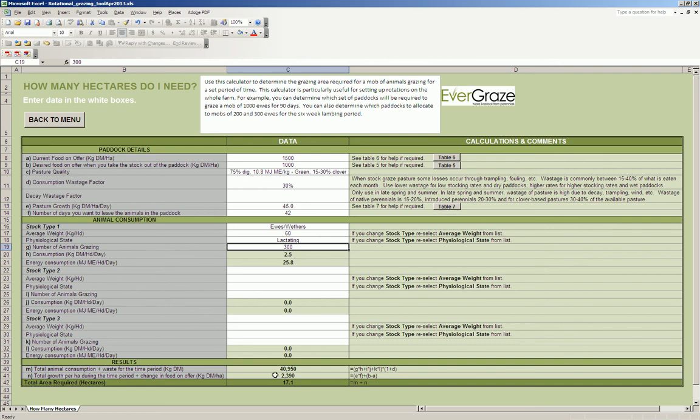You can have a play with this table to work out your lambing paddocks, allocate different sizes of mobs to each of your paddocks, etc. And hopefully that's helpful. So if you're interested in finding out more information, go to the Evergraze website at www.evergraze.com.au. You can also download this calculator there.